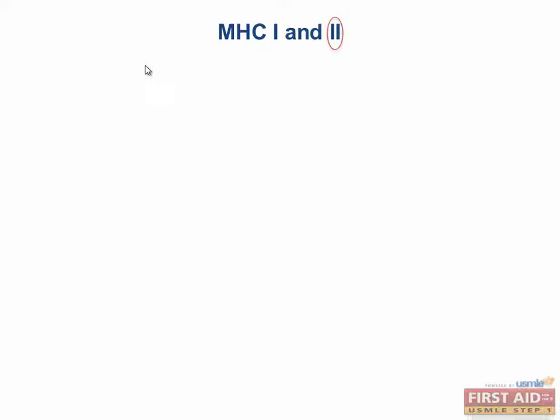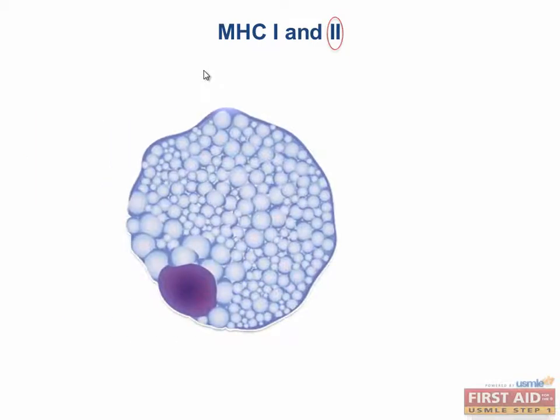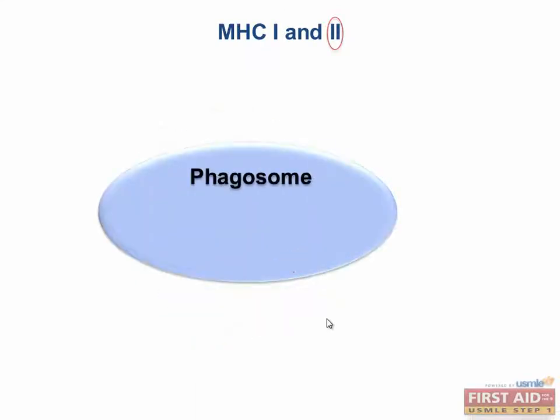So what takes place here? MHC2. All right, so here we have a macrophage, or in general, MHC2 receptors are on all antigen-presenting cells, like macrophages and actually B cells too. And can you think of another type of cell? Dendritic cells as well. All right, so what happens is inside the macrophage, there's a phagosome, okay? Phago means consuming or eating.